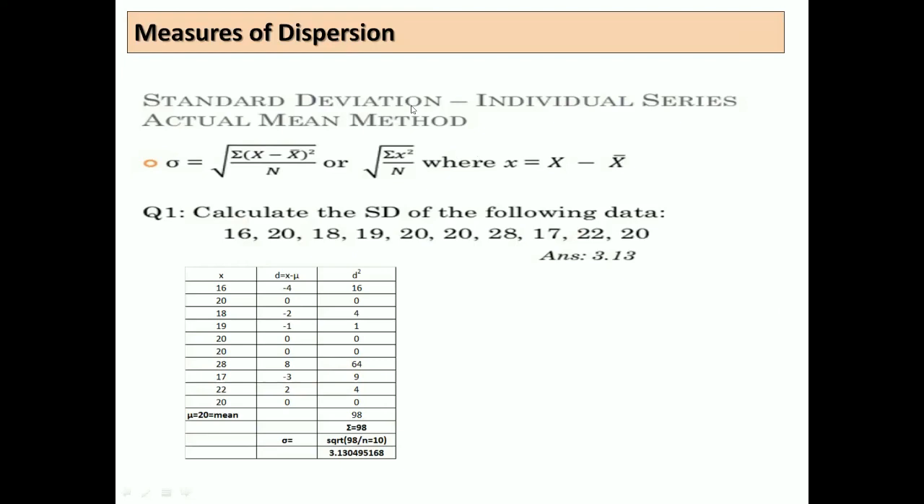Yesterday we started this problem. So you just open your Excel sheet, so it will be easy to solve the problem. I'll show you how to solve this problem using summation of (x minus x bar) square upon n. We are finding the standard deviation for this problem. Yesterday we got stuck in this problem, right?